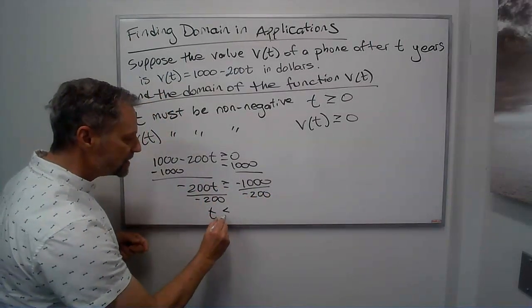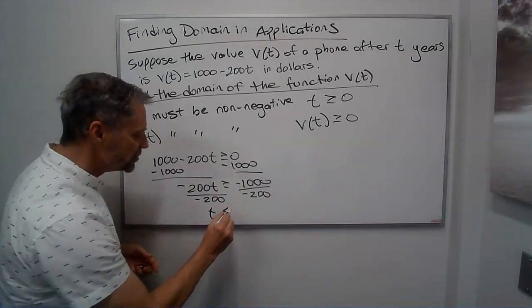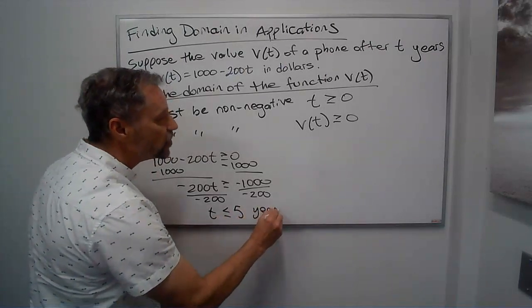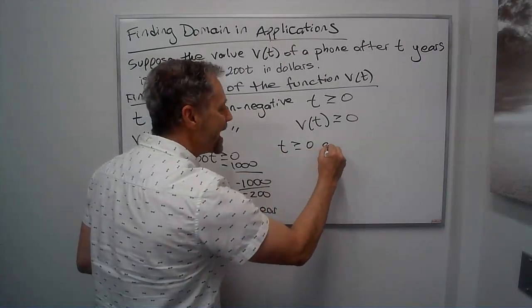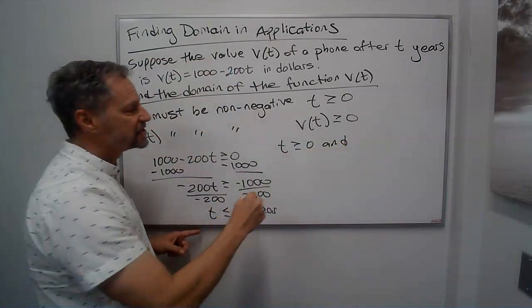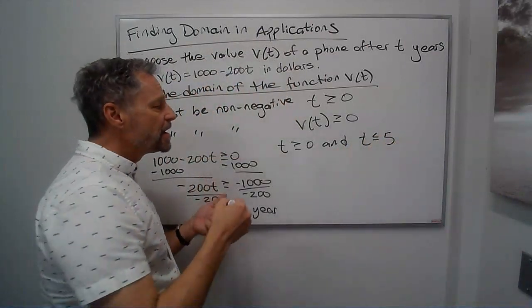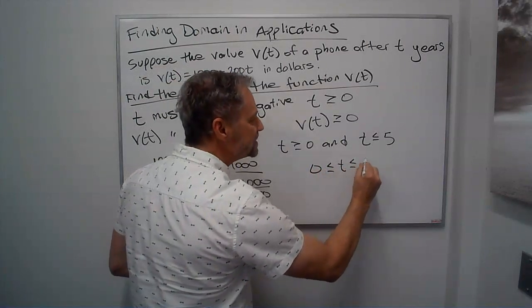So t less than or equal to, the negatives cancel out, I essentially have 1,000 over 200, which is 5 years. So what I have is t has to be greater than or equal to 0, and t has to be less than or equal to 5. So we can say something like, oh, t has to be between 0 and 5 years.